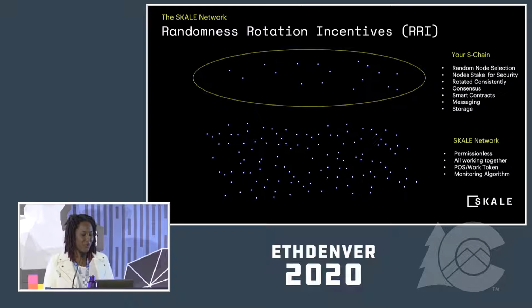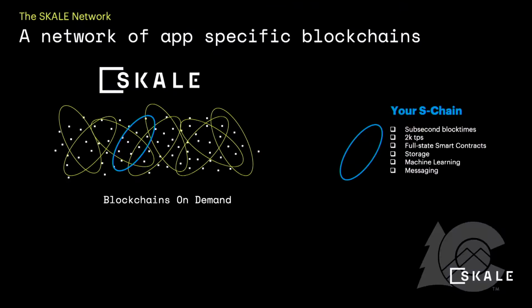Your scale chain is just one of many. One of many means that one node can run up to 128 different scale chains. And we'll get into more about that later. But for your scale chain, you're able to process transactions by deploying smart contracts, use our file storage, and even use interchain messaging for managing things like ERC-20, ERC-721, or DAI.